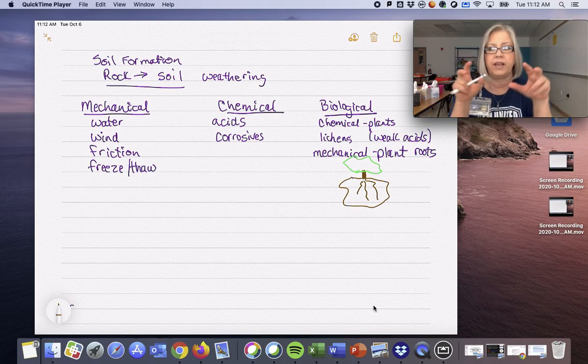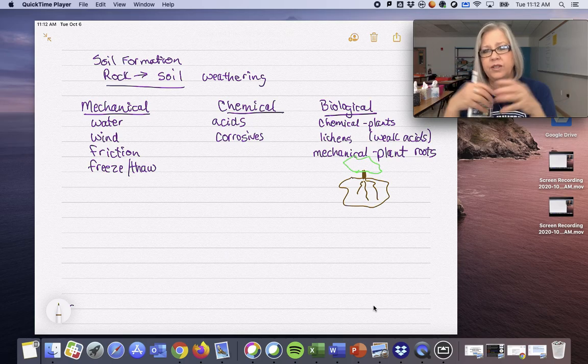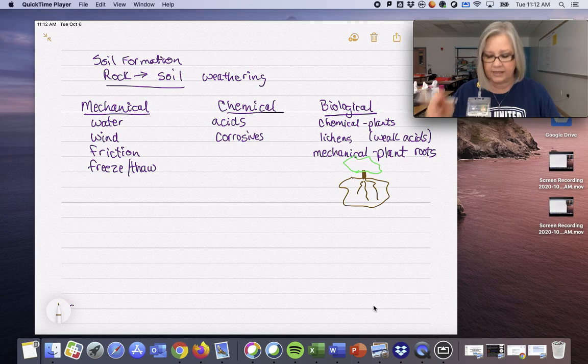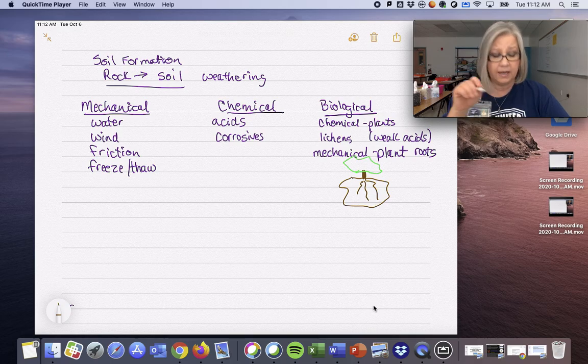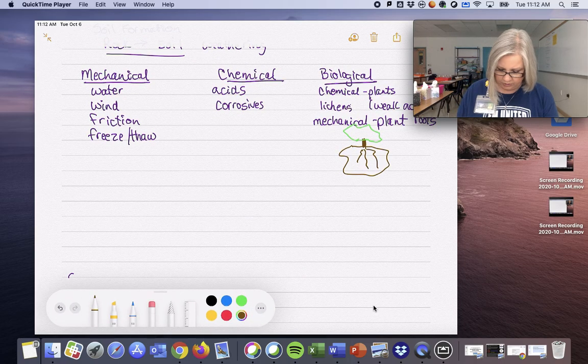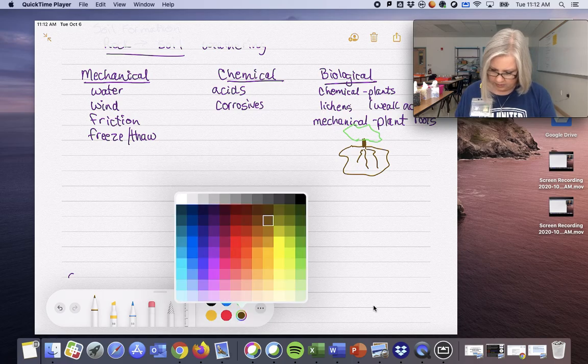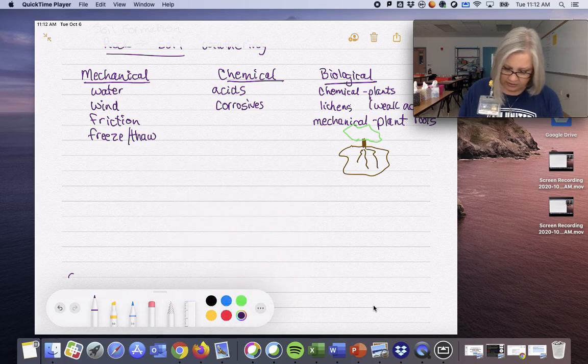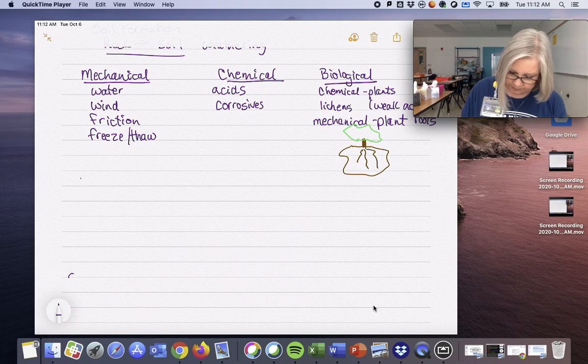They can do it with little tiny roots that can dig down into the rock, but they can also use the roots as they get bigger to force their way and to force cracks into happening. So biological is both chemical and mechanical in weathering. Okay, so the process happens like this. We start with rock.